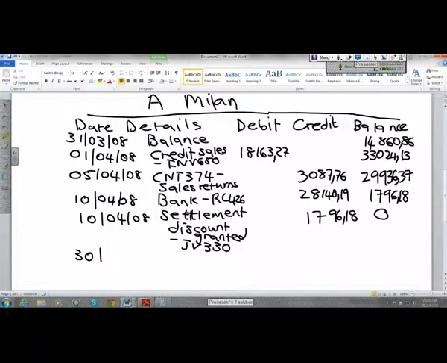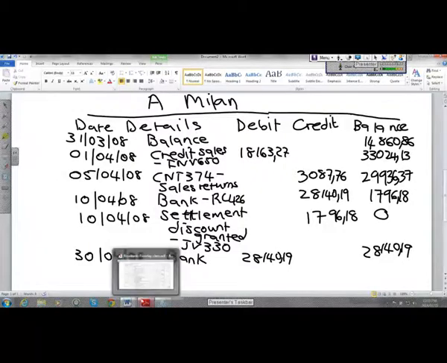April the 8th. We will say bank, and then we will label it as 28,114.9. Which means his balance now increases to 28,140.19.